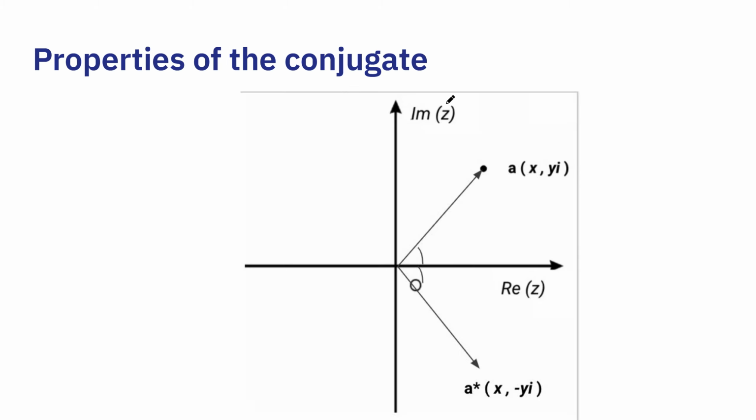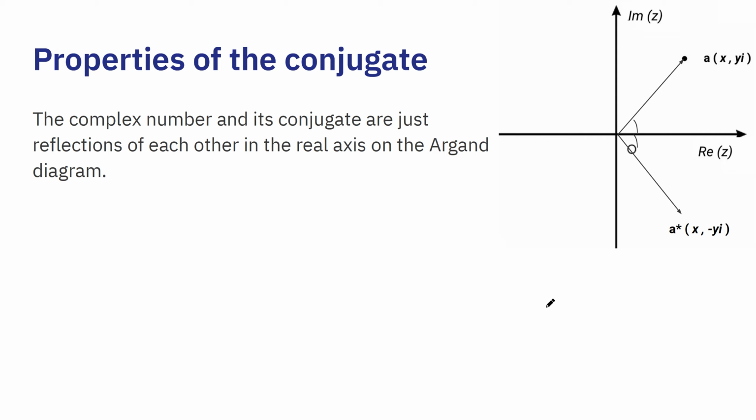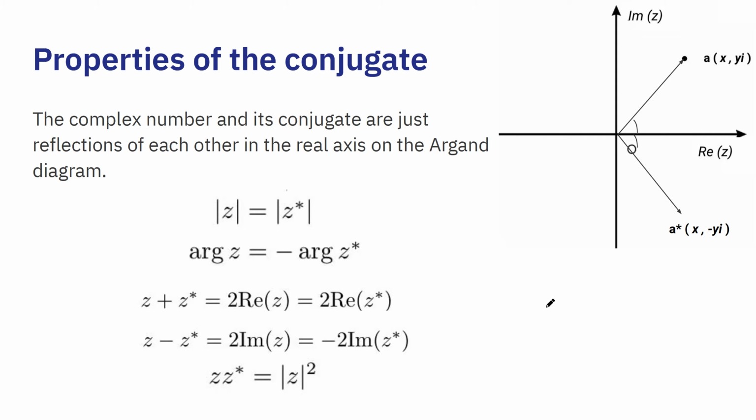Okay, so there are some properties of the conjugate. Let's say we have x plus yi, then x minus yi will have the same value on the real axis, but on the imaginary axis, y will become minus y. So it's flipped or reflected about the real horizontal axis. As I said earlier, they're reflections of each other in the real axis on the Argand diagram.